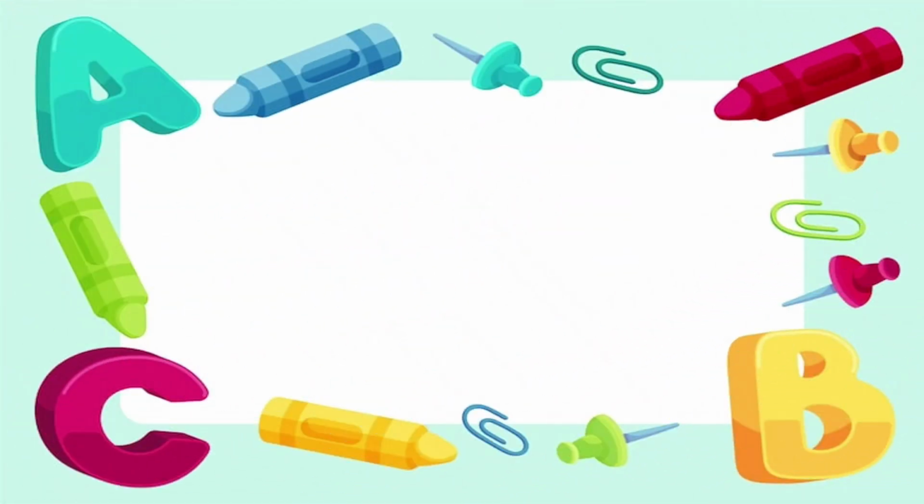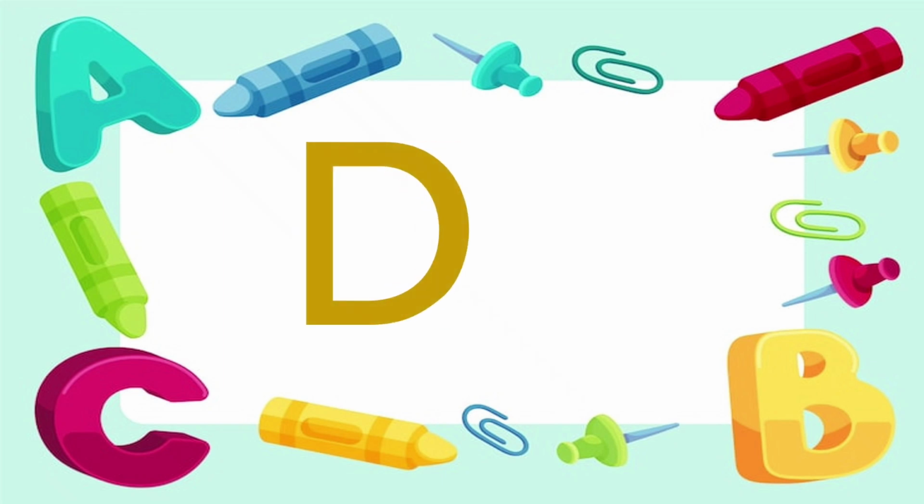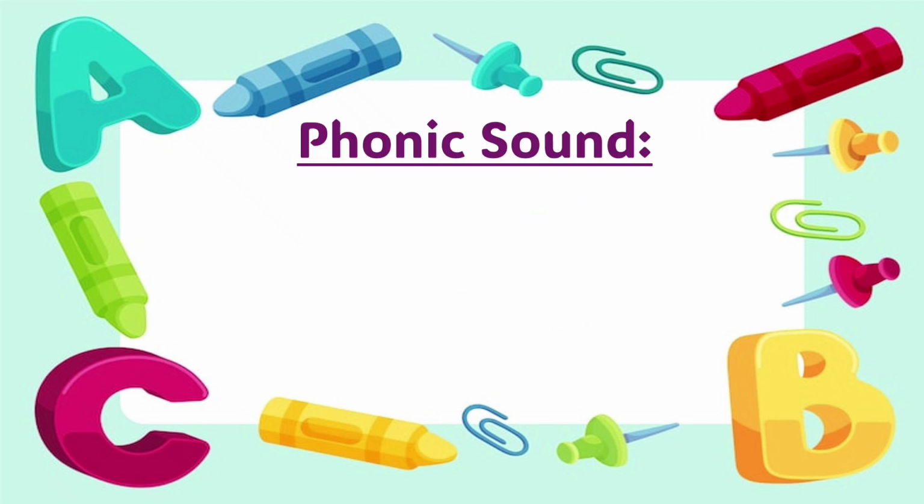The next letter guessed is D. D comes after alphabet C. This is capital D. This one is smaller d. Let's see the phonic sound of D. Da. Repeat after me. Da.